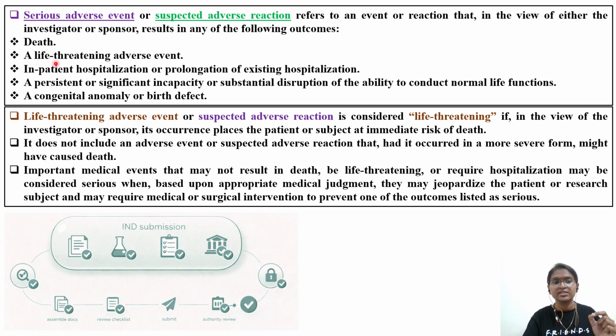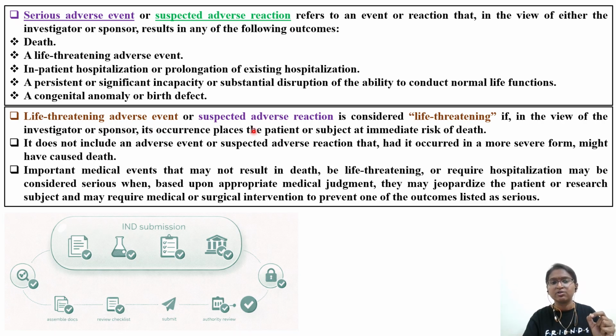One is death, second is life-threatening adverse event, third one is inpatient hospitalization or prolongation of existing hospitalization, fourth is a persistent or significant incapacity or substantial disruption of the ability to conduct normal life functions, for example, kidney impairment or liver function. Okay, a congenital anomaly or birth defect, like cleft palate or neural tube defects, all these things. So whenever you find any of these events which are associated with your treatment drug, then it comes under serious adverse event and suspected adverse reaction, and you have to report it to the FDA.